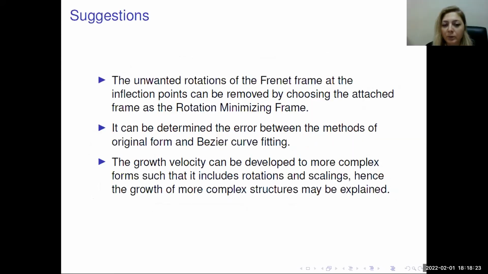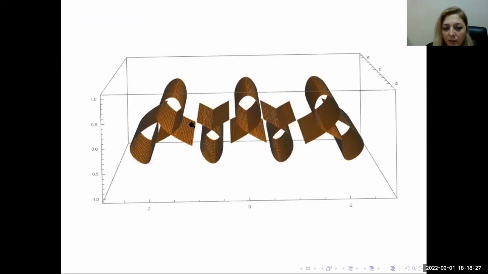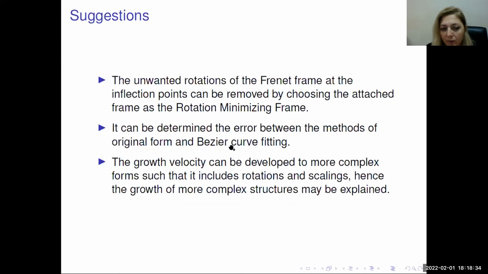The unwanted rotations of the frame at the inflection points: here at the inflection points, the binormal vector changes its direction. So it can be removed by choosing the attached frame as a rotation minimizing frame. It can be determined the error between the methods of the original form and the Bézier curve fitting.